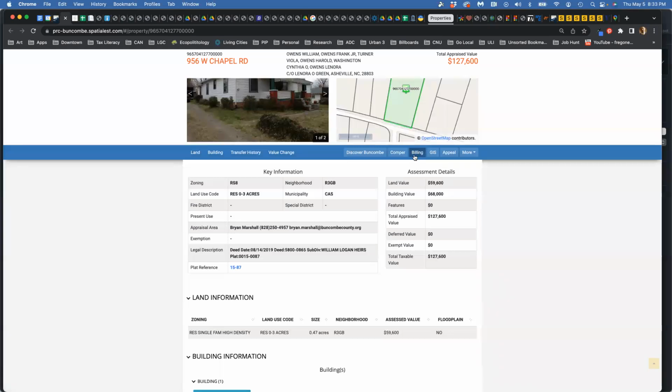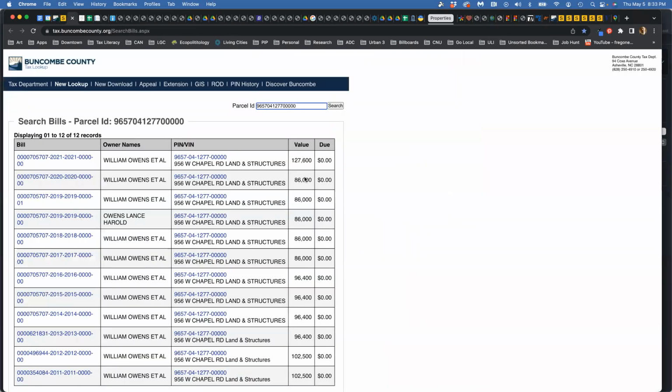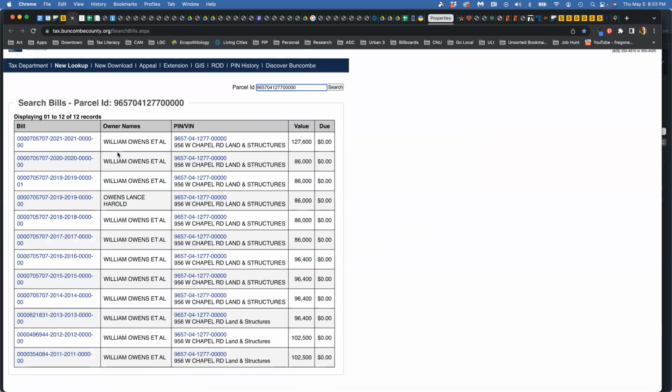There's these buttons right here. If you go to billing, it's basically an encapsulation of all the bills that they've paid. The William Owens estate has basically owned this for the whole time, except for one year where it looks like it went into Harold Owens' hands, but it's basically family owned property. 2011 to 2021 is at the top here.